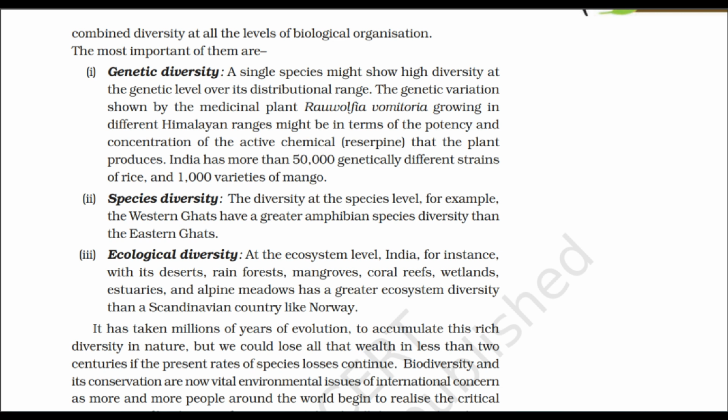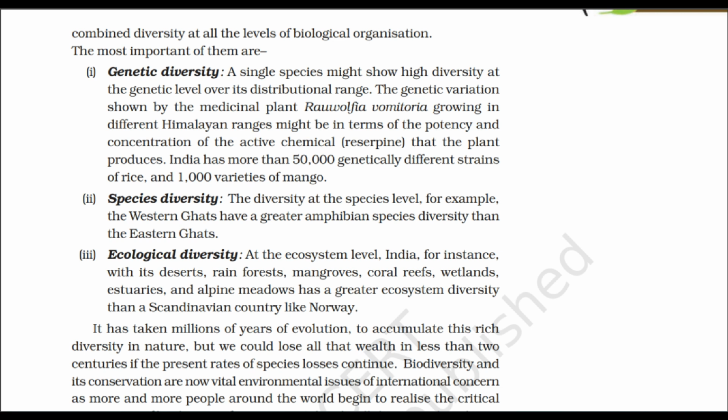Second, species diversity. The diversity at the species level. For example, the Western Ghats have a greater amphibian species diversity than the Eastern Ghats. Third, ecological diversity. At the ecosystem level, India, for instance, with its deserts, rainforests, mangroves, coral reefs, wetlands, estuaries, and alpine meadows, has a greater ecosystem diversity than a Scandinavian country like Norway.